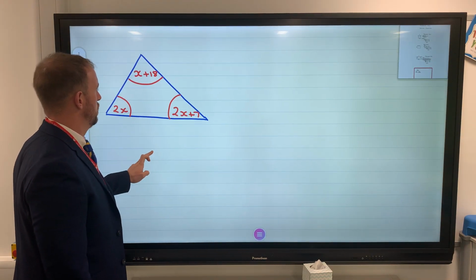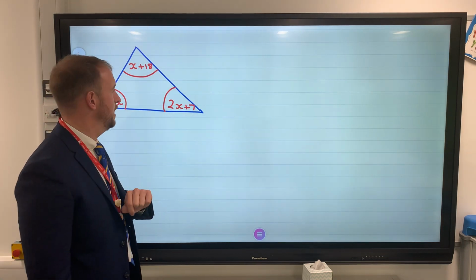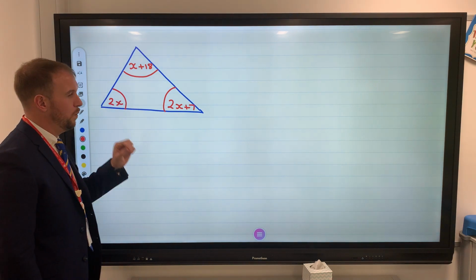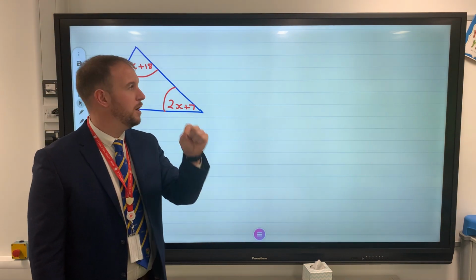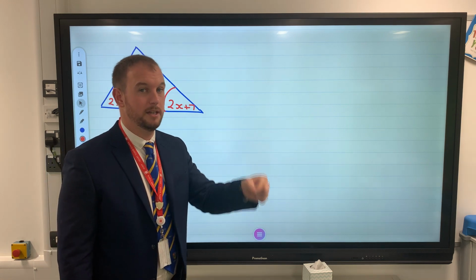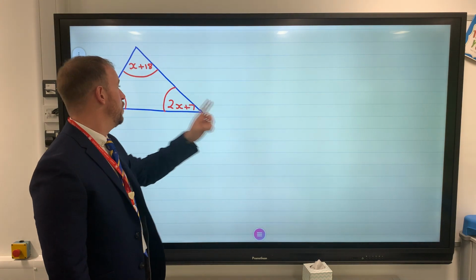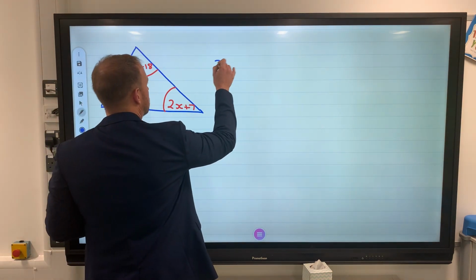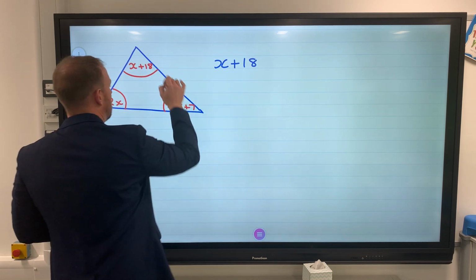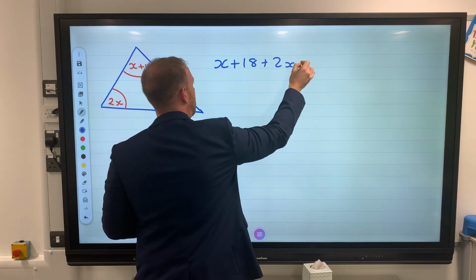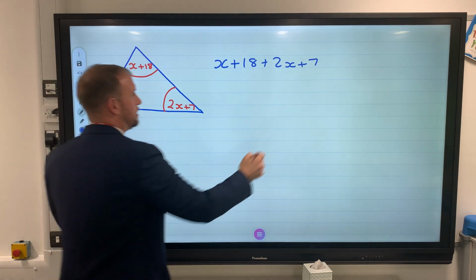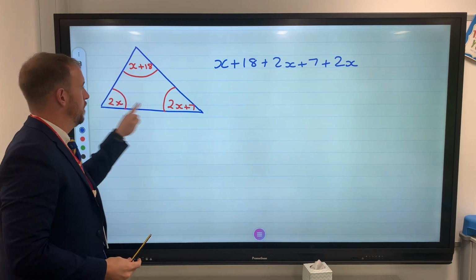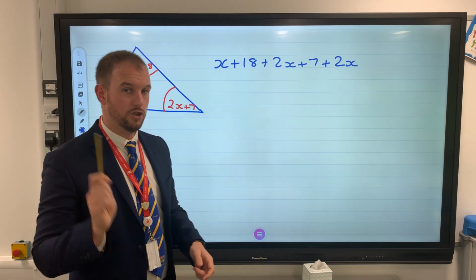One more question which is very common at GCSE. We have these angles here. We need to find the value of x, but I need to know a maths fact, again similar to the other ones, which will help me with this question. If I add them all together, so x plus 18, add 2x plus 7, add 2x, that is the total of the interior angles of a triangle.